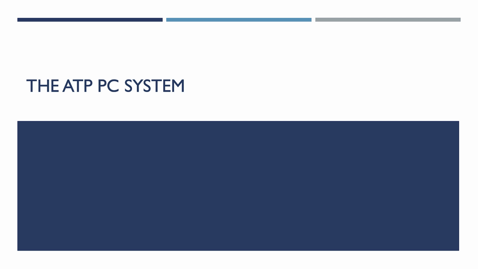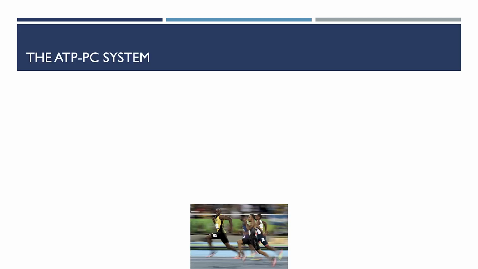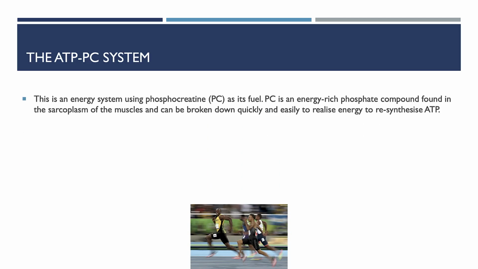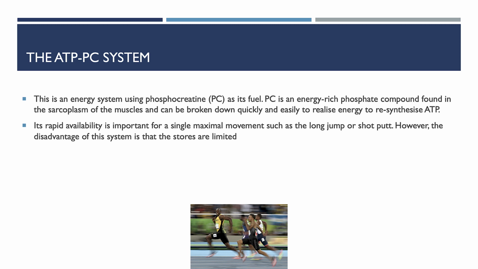The ATP-PC system. This is an energy system using phosphocreatine as its fuel. PC is an energy-rich phosphate compound found in the sarcoplasm of the muscles and can be broken down quickly and easily to release energy to resynthesize ATP. Its rapid availability is important for single maximal movements such as long jump or shot put. However, the disadvantage of this system is that the stores are limited.